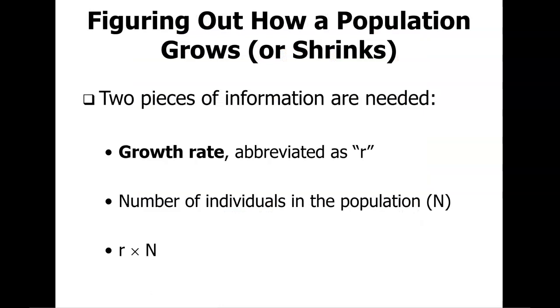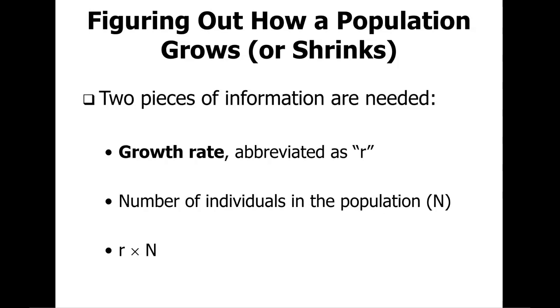So figuring out how a population grows or how it shrinks, we're going to need two pieces of information. You have what's called a per capita growth rate, abbreviated as a lowercase r. Basically, you determine the birth rate minus the death rate. If the number is positive, that population is going to be growing. If the number is negative, the population is going to be getting smaller.